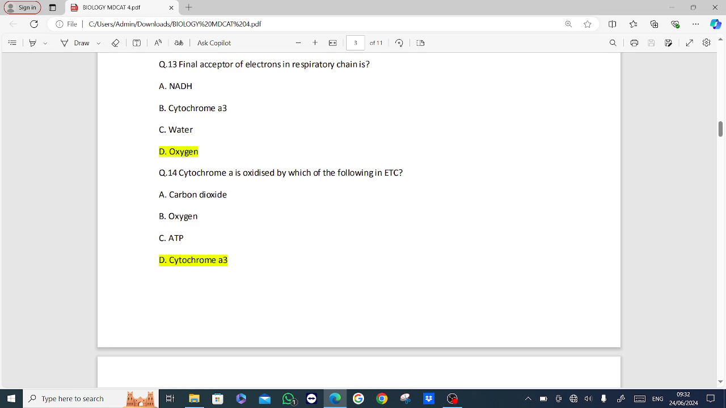Next MCQ is: cytochrome A is oxidized by which of the following in electron transport chain? Options are carbon dioxide, oxygen, ATP, cytochrome A3. Answer is option D, cytochrome A3.